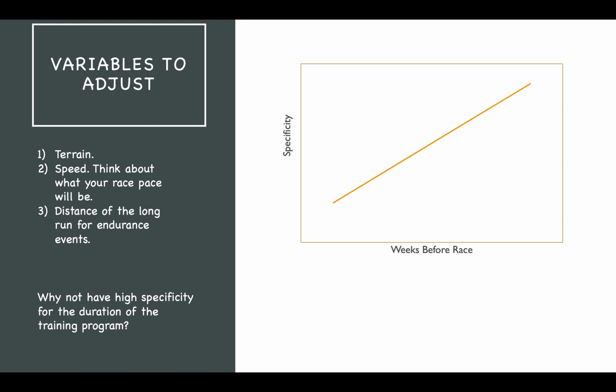And third, another variable to consider is the distance of the long run, and that's specifically for endurance events. If you're preparing for a 5K or a 10K road race as your A race, you might do some longer runs in base training, like 25K runs. And then obviously those will fall away as you get closer to race day.